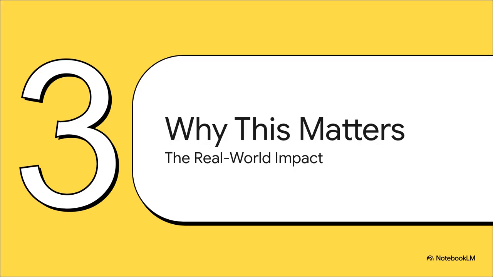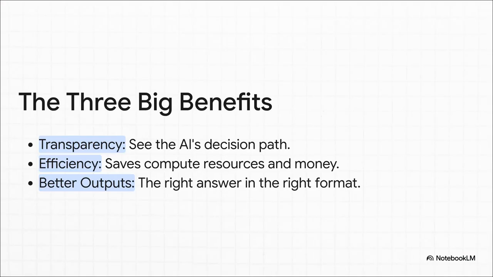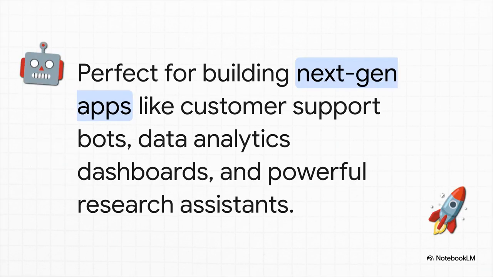Okay, so we've seen all the cool features under the hood. But let's get to the big question. Why does any of this actually matter? What's the real-world impact of all this tech? It really all boils down to three massive wins. First, you get transparency. You can finally see how the AI is thinking. Second, you get efficiency. It saves compute power and money by always using the right tool. And third, you just get plain better outputs, the right answer delivered in the most useful format possible. And that combination makes Elysia a total game changer for building the next wave of AI apps.